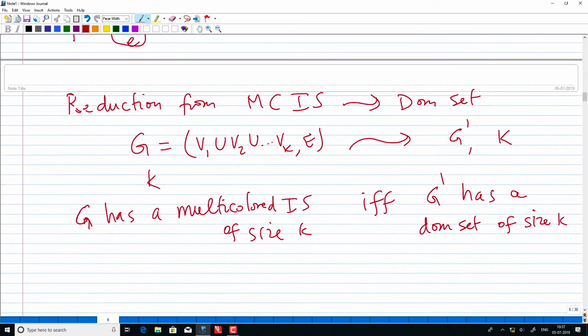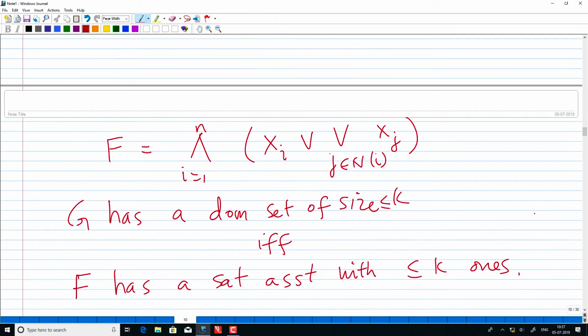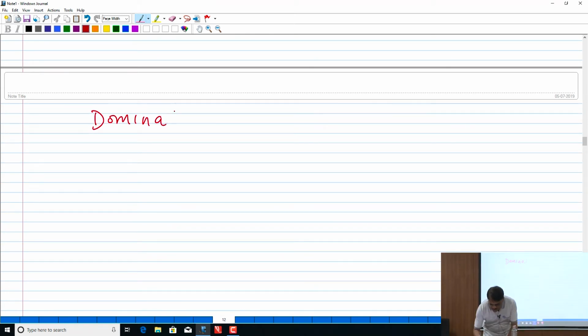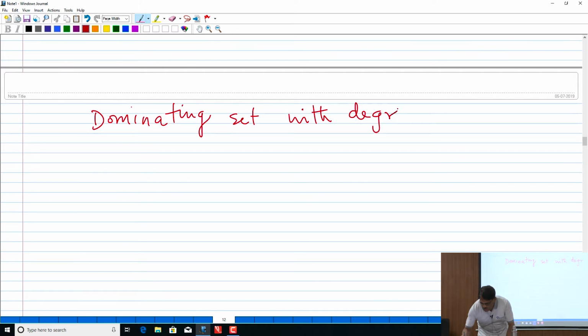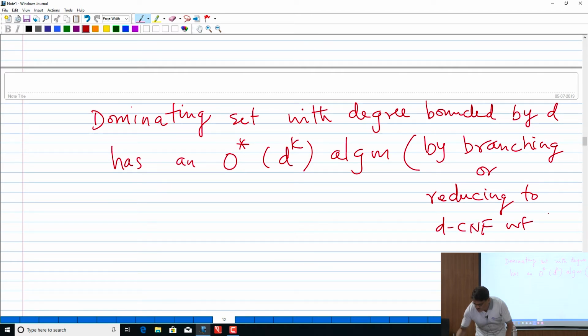So, dominating set with maximum degree bounded by d has an O star d power k algorithm, by branching or reducing to the DS CNF weight k problem.